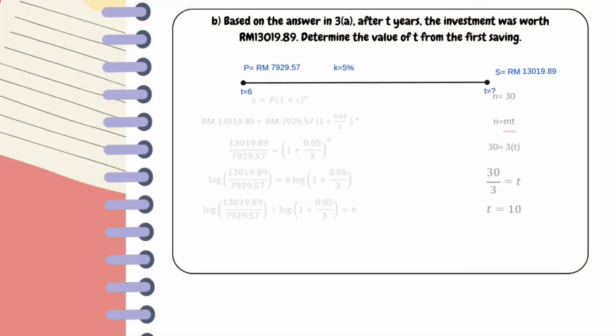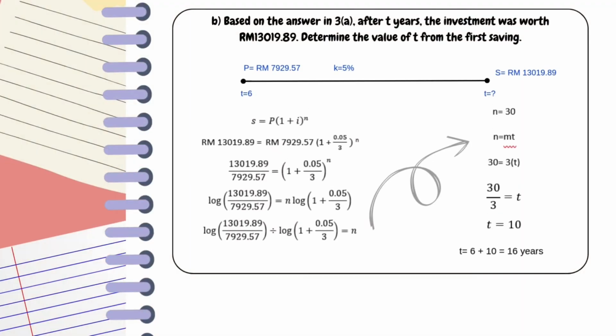Next question is B. Based on the answer in 3A, after some years, the investment was worth RM30,090.89. Determine the value of T from the first saving. For this question, we use S equals P(1 plus I) to the power of N. Now, we put the values into the formula. S is 30,090.89, P is 7,929.57, I is 0.05 over 3. Calculating the answer, we get N equals 30. Now, we use the formula N equals M times T. The answer is T equals 10 years. After that, 6 years plus 10 years, and the answer for the value of T from the first saving is 16 years. And that's all for question number 3.